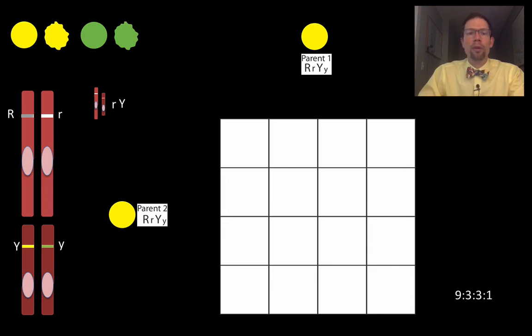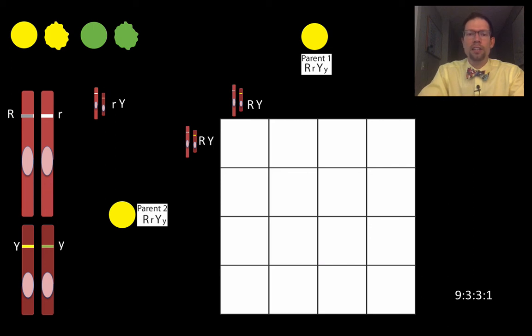And he would perform a cross. So that cross ultimately would give you a round seed that was yellow, but that is heterozygous for both of these traits. So big R, big Y, little y. Now, when he did the dihybrid cross, we're going to need more squares than our 4 square Punnett square.